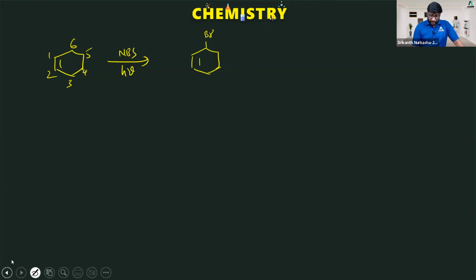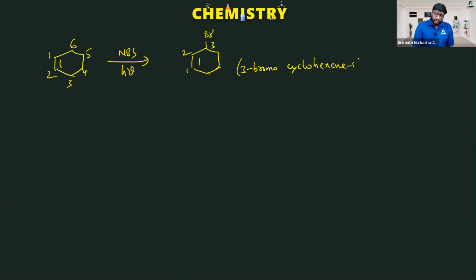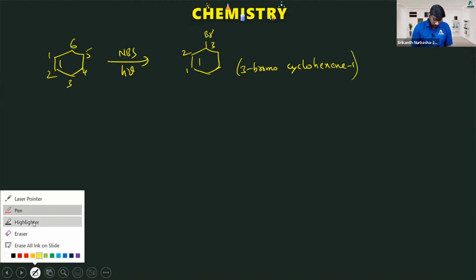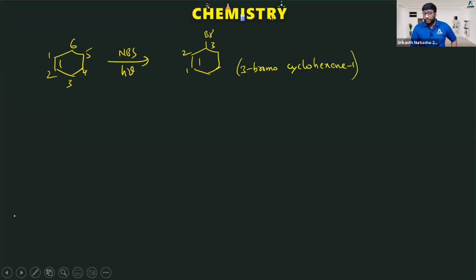Because I have to give numbering 1, 2, 3, the third position has the bromine substituent: 3-bromocyclohexene. So these are examples of free radical substitution reactions, and they are generally undergone by the respective alkanes. This is the mechanistic approach. In that, you have to compare the stabilities of free radicals. Yes or no? Based on the stabilities of free radicals only, you can say which are more reactive and why. Is that clear or not?